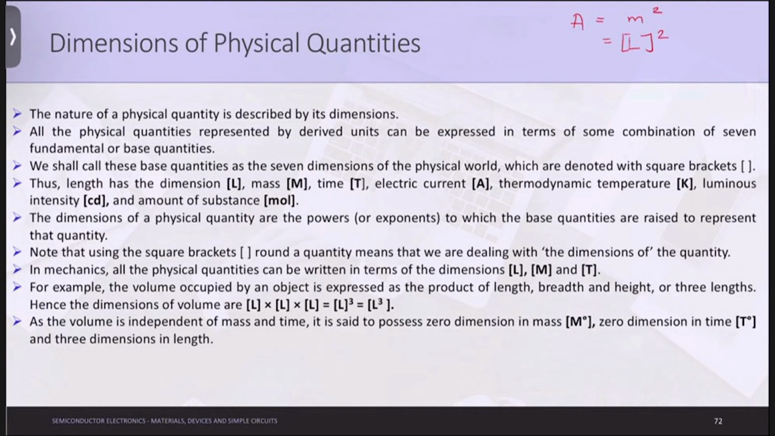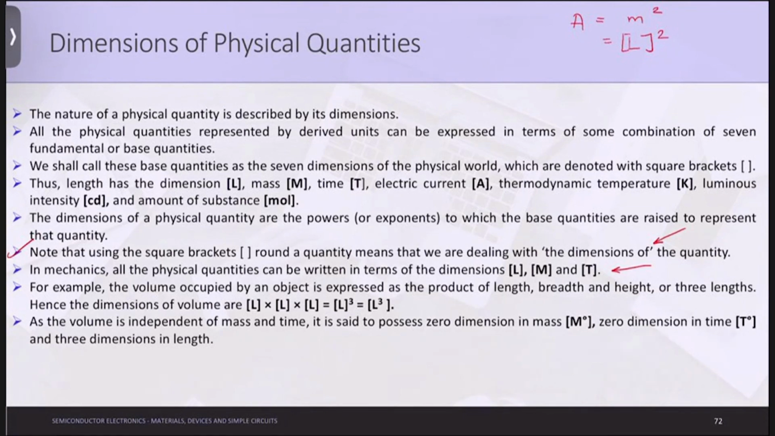So note that using the square brackets around a quantity means that we are dealing with the dimensions of the quantity. Okay, so we are understanding the dimensions of the quantity. In mechanics, all the physical quantities can be written in terms of the dimensions, that is L, M, and T.